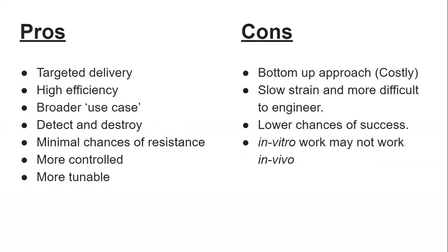The pros and cons of our project. The pros include targeted delivery. It is highly efficient in that there is a rapid onset of the therapeutic action of the solution, and it is easy to optimize performance, plus also the economic benefits. It is also a broader use case. It can detect the problem, which is Pseudomonas aeruginosa, and destroy it. And there are minimal chances of resistance. It is more controlled in that it maintains predictable behavior, and it delivers consistent therapeutic results. It is also more tunable because it can be modified genetically and metabolically, and it is highly adaptable.